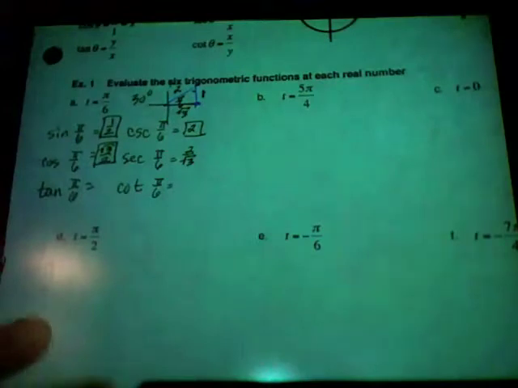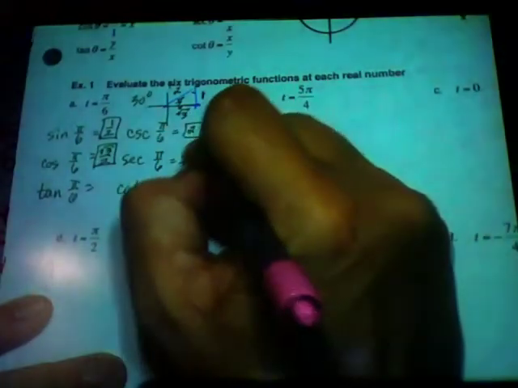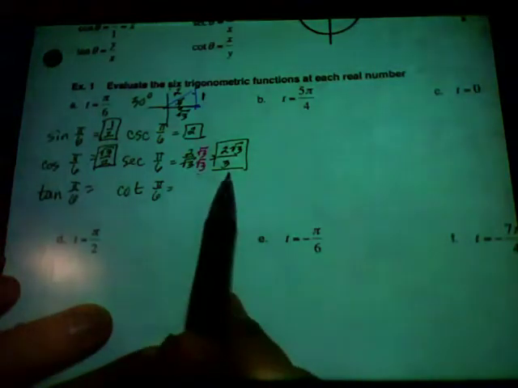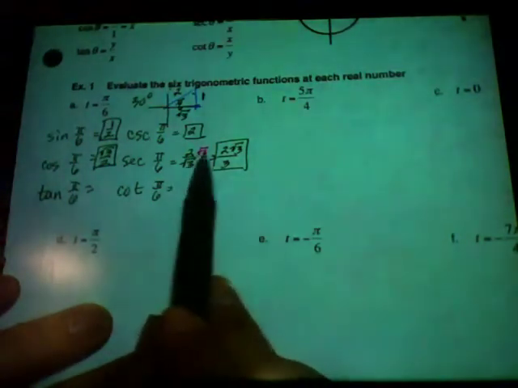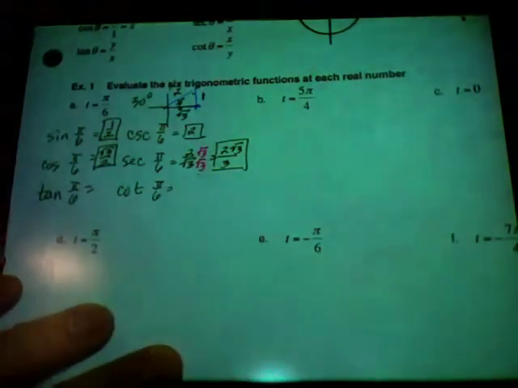2 over rad 3, but can you have rad 3 in the denominator? No. Whoops, let me move that out of the way of the numbers there. So you have to rationalize. So you actually get 2 rad 3 over 3. Rad 3 times itself gives you just the number under the radical, and then these we just multiply together. So if you do have a rad in the denominator, you do have to rationalize it.